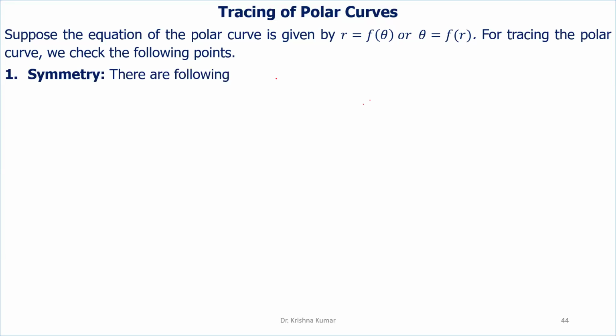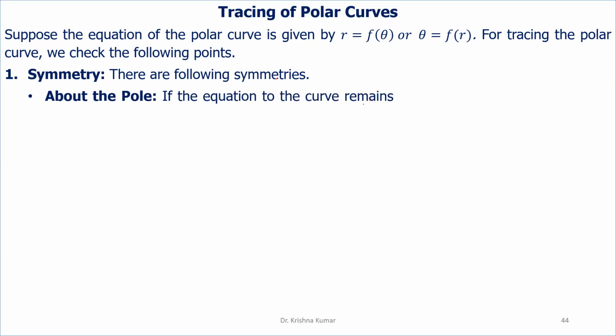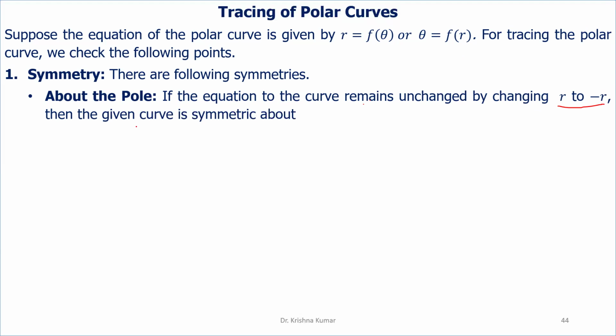First point is symmetry. There are following symmetries in the polar form. First one, about the pole. If the equation of the curve remains unchanged by changing r to minus r, then the given curve is symmetric about the pole. For example, if we are given r square equal to a square cos 2 theta, and we replace r by minus r, then minus r square is again r square. So this curve is symmetric about the pole.